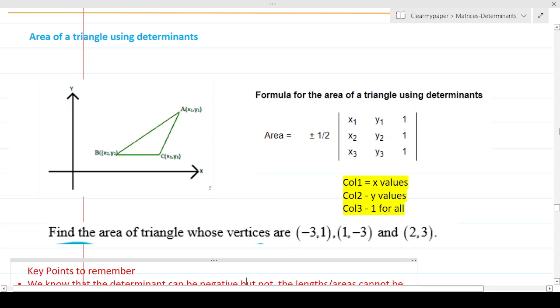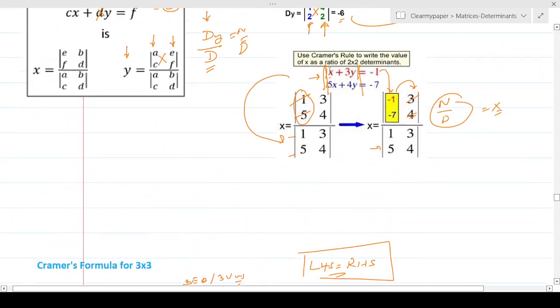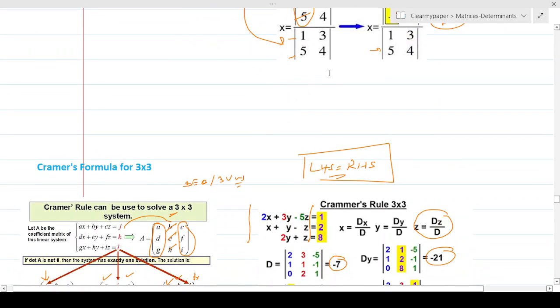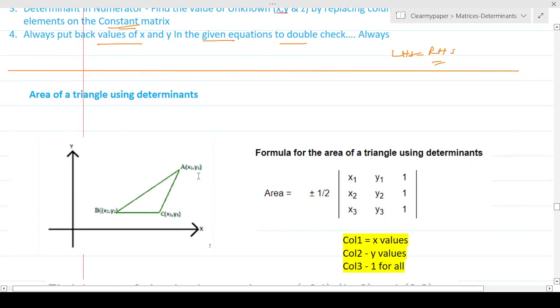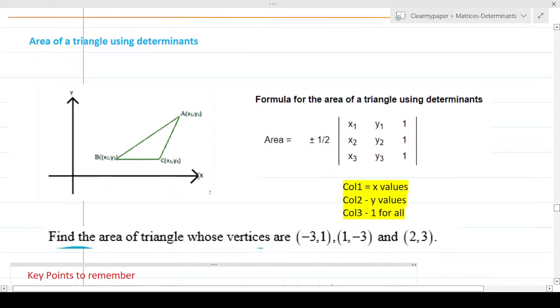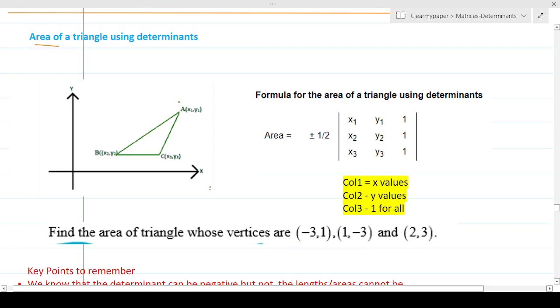There are many applications of determinants. In the last episode, we saw how to solve simultaneous equations with two equations and two unknowns, or even three equations and three unknowns, using a determinant method, which we also called Cramer's rule, to solve for x, y, and z. In today's episode, we are going to use another application of determinants, where we find the area of a triangle when the given problem has given us the three vertices and their coordinates.